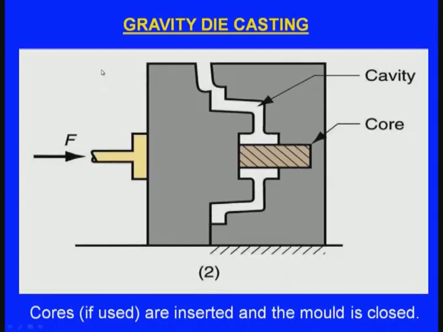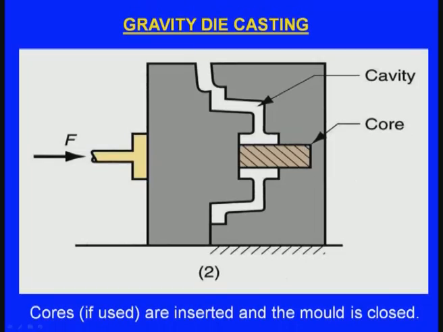Next, what will happen? These two molds will be closed. You can see here, it is about to close. This will be further closed. Then there will be a cavity. You can see this is the cavity. This is the shape of the casting which we want.